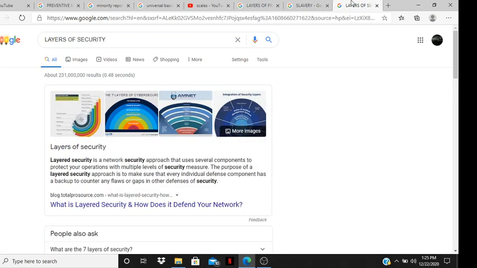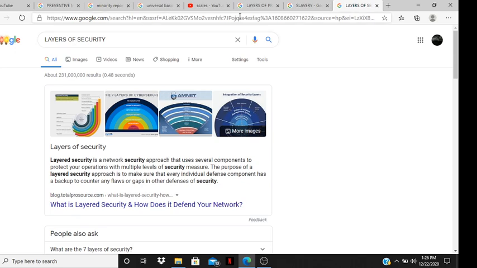Now let me go to layers of security, or I might type in layers of protection. Layered security is a network system approach that uses several components to protect your operation with multiple levels of security measures. The purpose of the layered security approach is to make sure that every individual defense component has a backup to counter any flaws or gaps in other defenses of security.